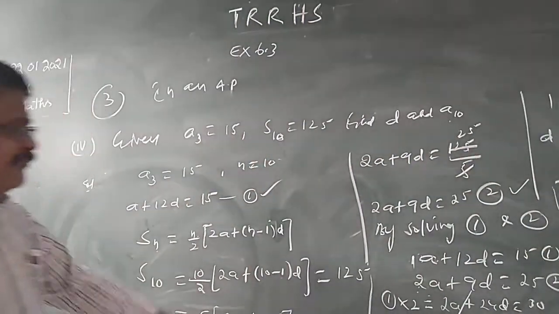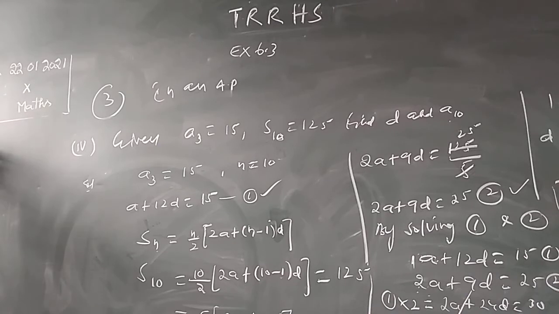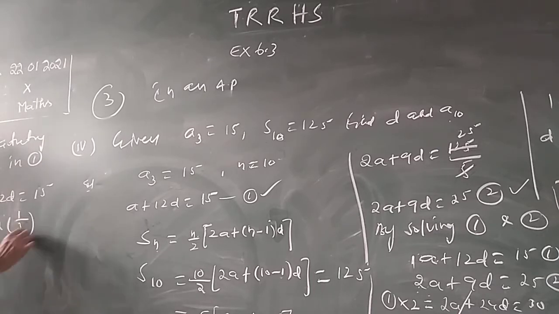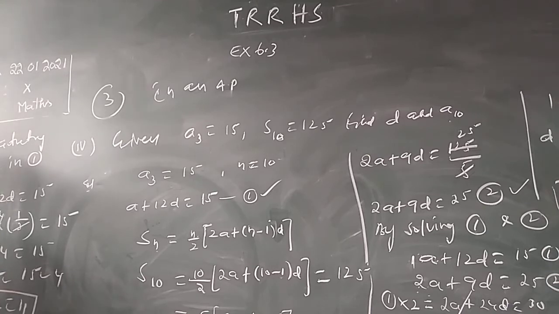Substituting D, either in the first or second equation. Substituting D equal to 1 by 3 in the first equation. The first equation is A plus 2D equal to 15. A plus 12 into D, which is 1 by 3, is equal to 15. 3 times 4 is 12, so A plus 4 is equal to 15. A is equal to 15 minus 4. A is equal to 11. We got A equal to 11.